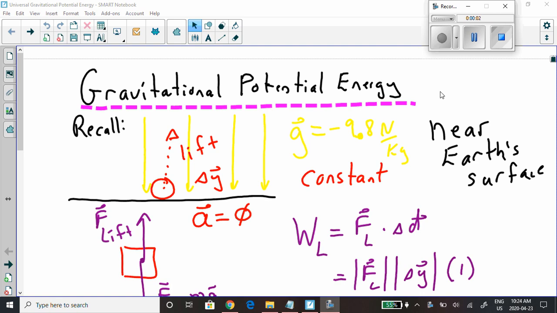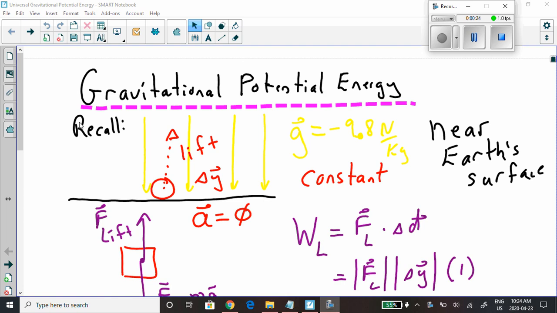Okay, kids, we're back and we're going to talk about gravitational potential energy. Eventually, we're going to see it in a completely different way. But let's start with a grade 11 view, and we've used this view also when we were studying the energy part of this course. So we're going to talk about gravitational potential energy.